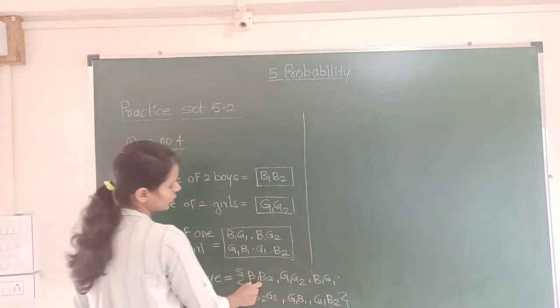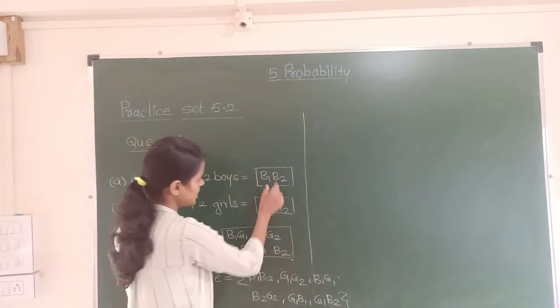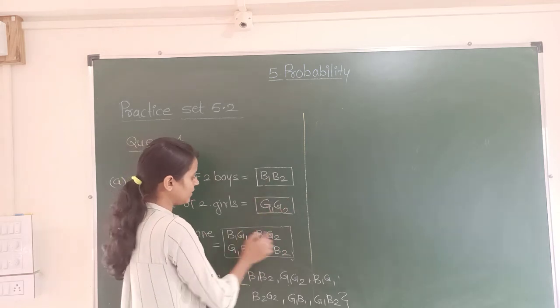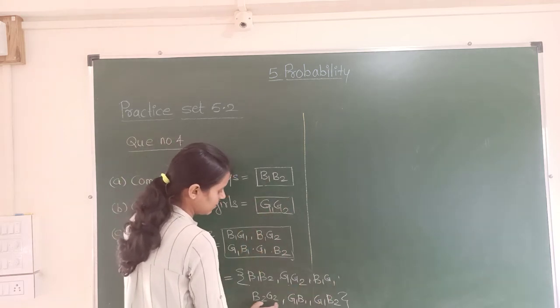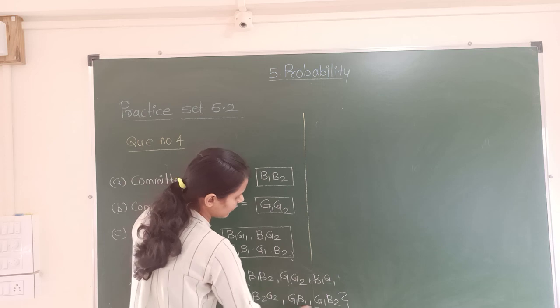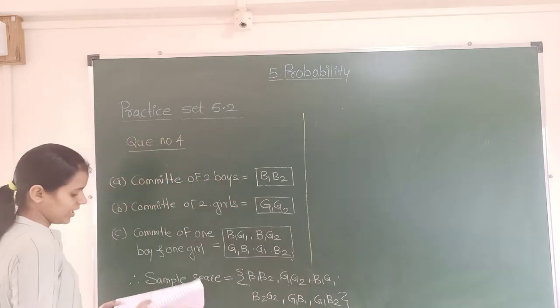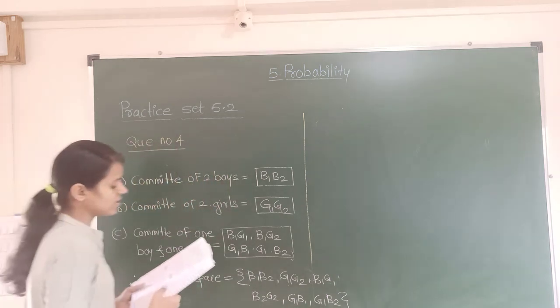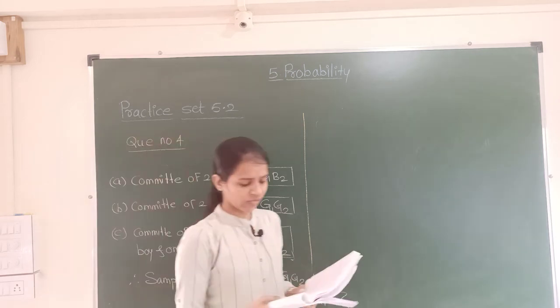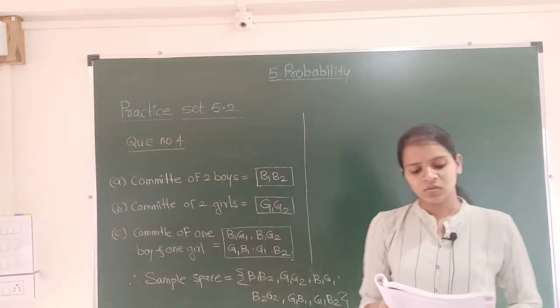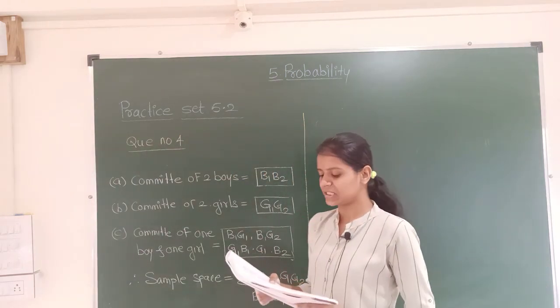So sample space is equal to B1 B2, G1 G2. These we are writing, these 6: 1, 2 and these 4. Then B1 G1, B2 G2, B1 G1, B1 and G1 B2. Okay, this is the sample space. They haven't asked for the sample point, so we will not write that. So here we completed your practice set 5.2.